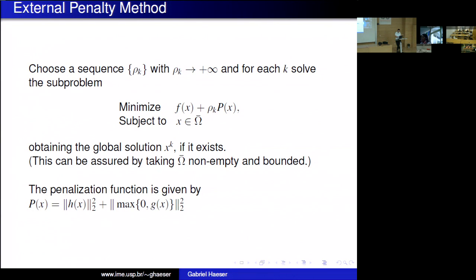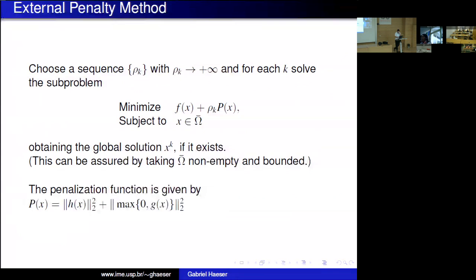So we will use this idea to give a proof for the KKT condition. We will choose this omega bar according to our needs. In each iteration of the external penalty method, we want to obtain a global solution xk of this problem, if it exists. Maybe this set omega bar is unbounded, so maybe there is no solution. But if it exists, you call it xk, and you generate an iterate for this method.